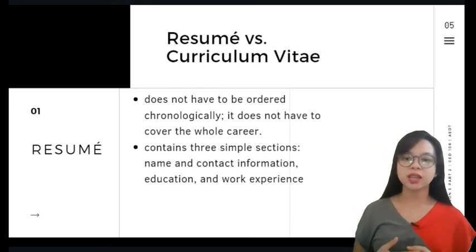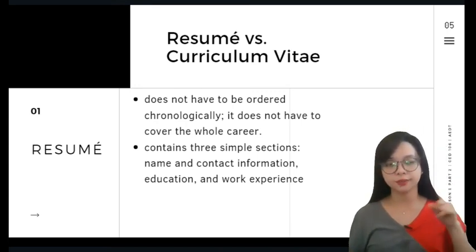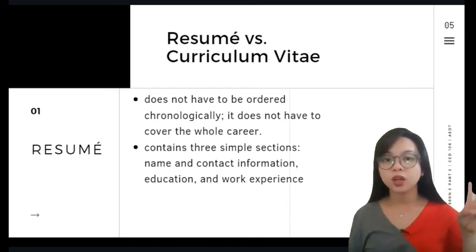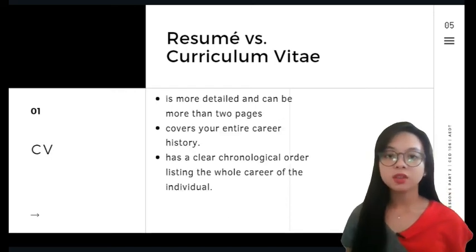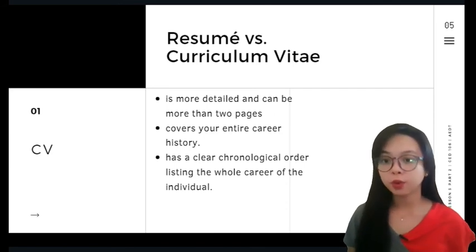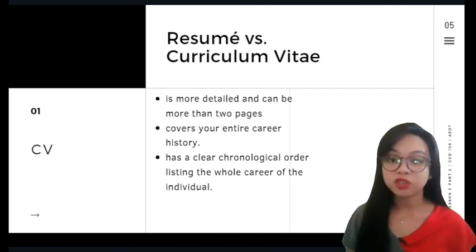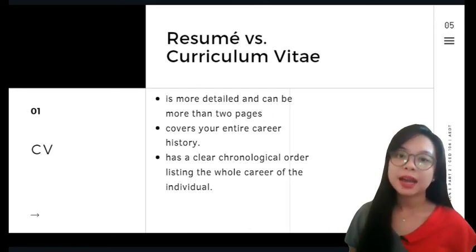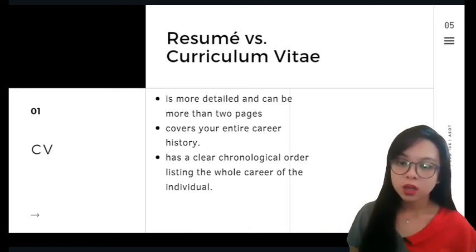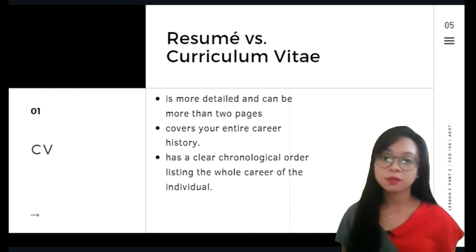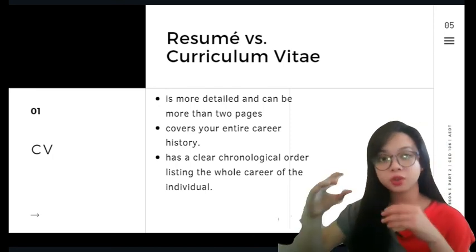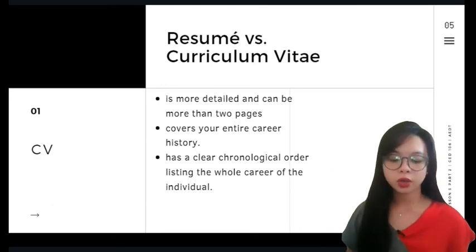This just contains three simple sections: first is the name and contact information, then education, and work experience. A CV, on the other hand, is more detailed and can be more than 2 pages. This covers your entire career history and has a chronological order listing the whole career of the individual. The latest of your credentials shall be the first to appear in your curriculum vitae.